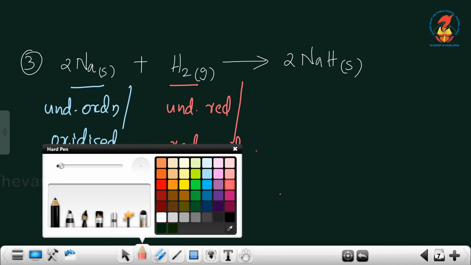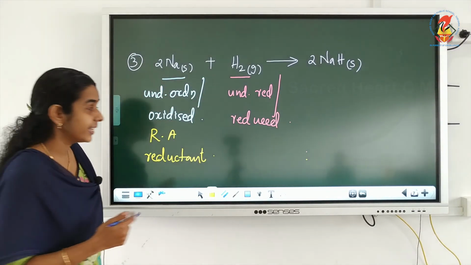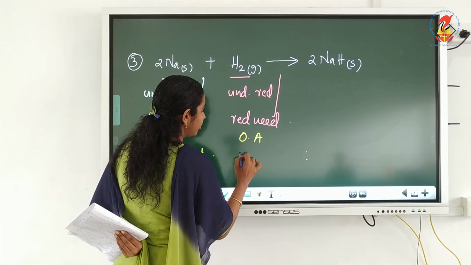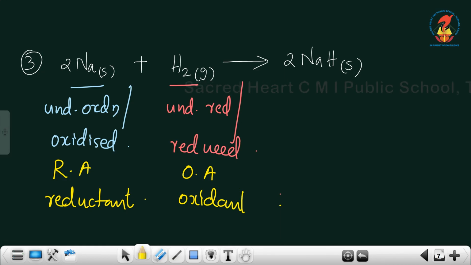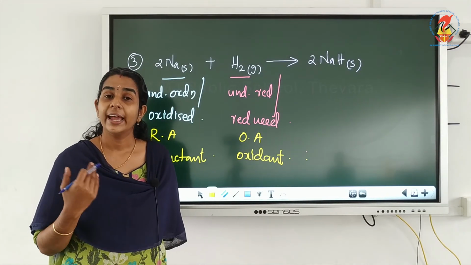So sodium undergoing oxidation means it will be acting as the reducing agent or reductant. H2 undergoing reduction means it will be acting as the oxidizing agent or oxidant. So this is about the classical concept of oxidation and reduction.